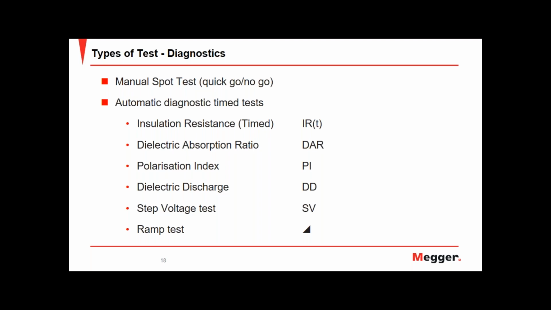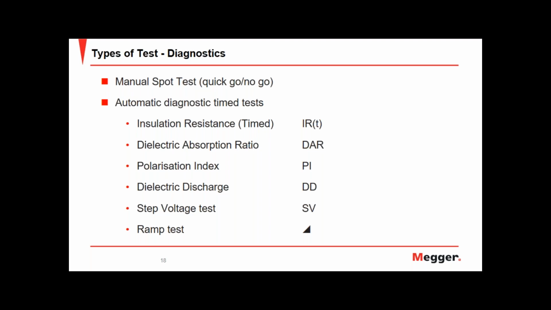The duration is set by yourselves. We have a dielectric absorption ratio test, which looks at the absorption of the insulator. This is a very quick test, lasting just 1 minute. Then we have a polarization index test that takes a longer duration, can be 10 minutes as a minimum, but it can also be much longer than that if you have a long capacitive load that you need to charge.